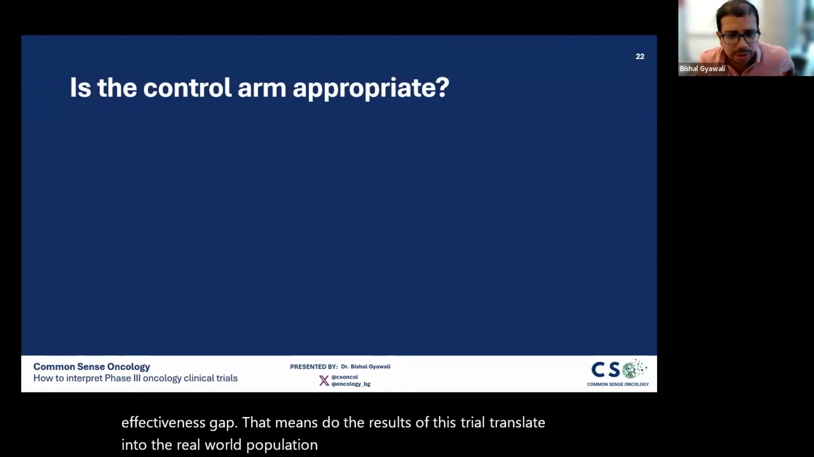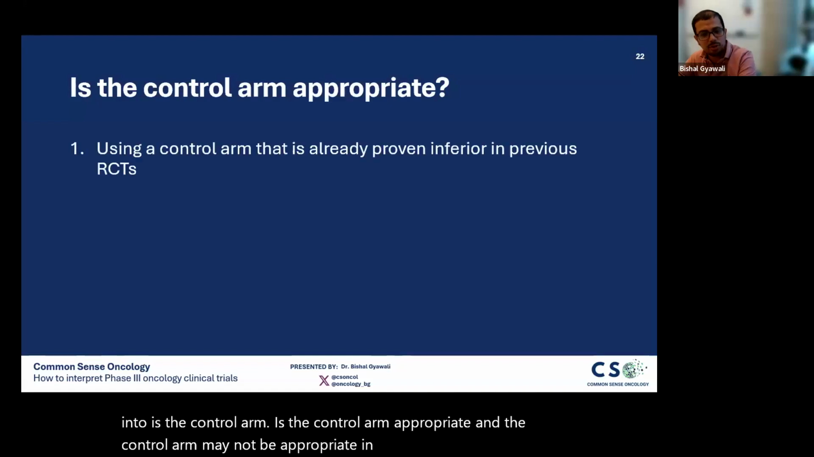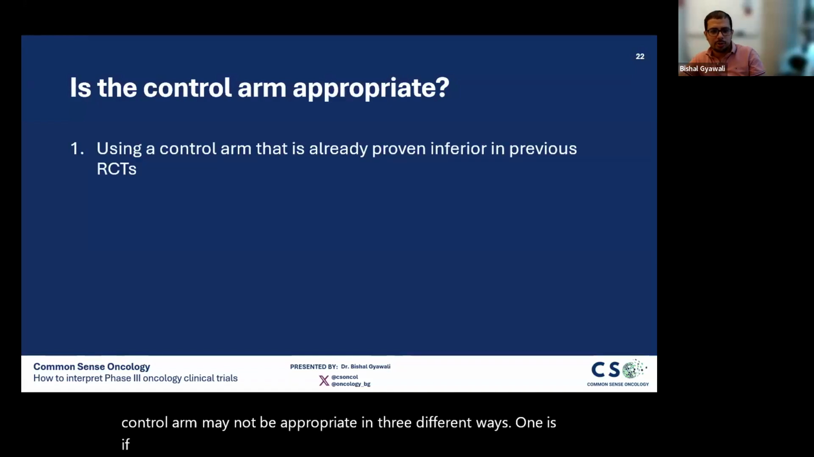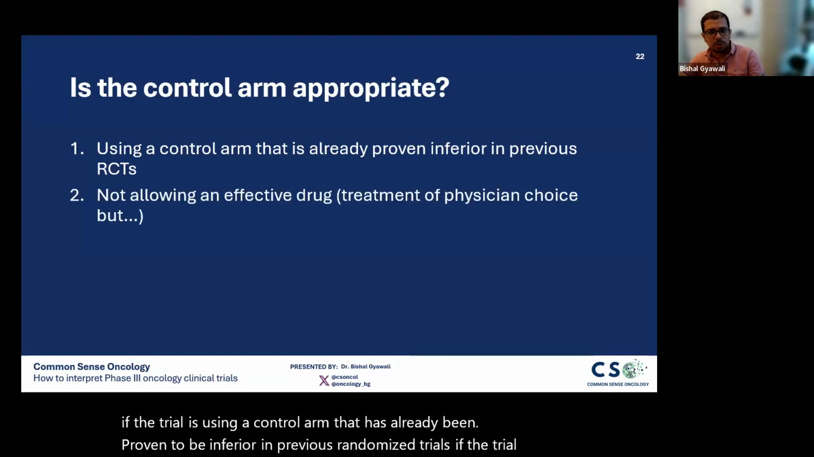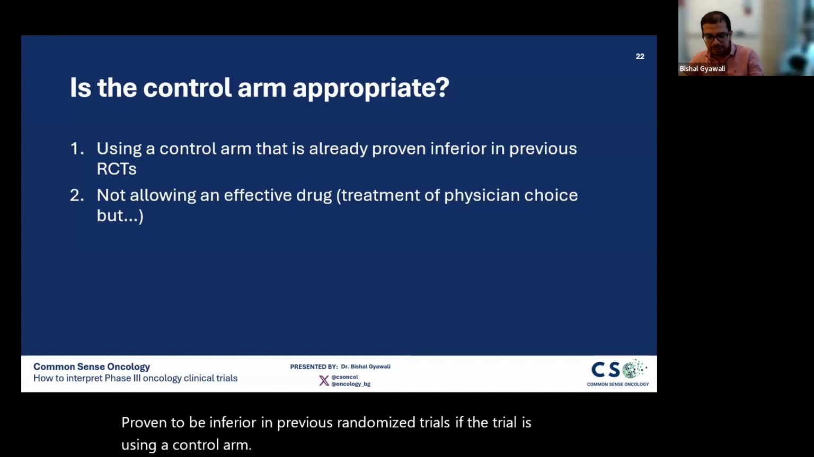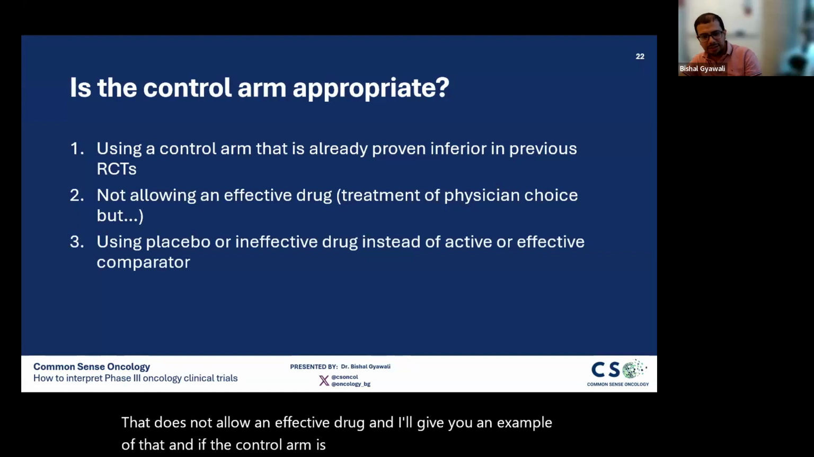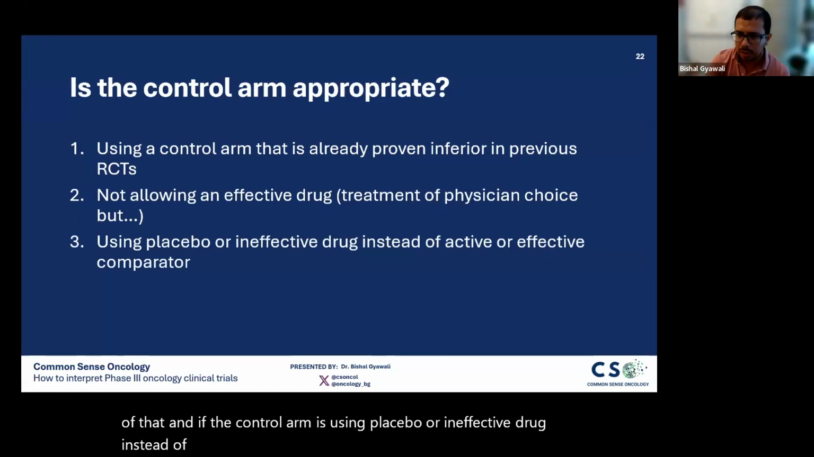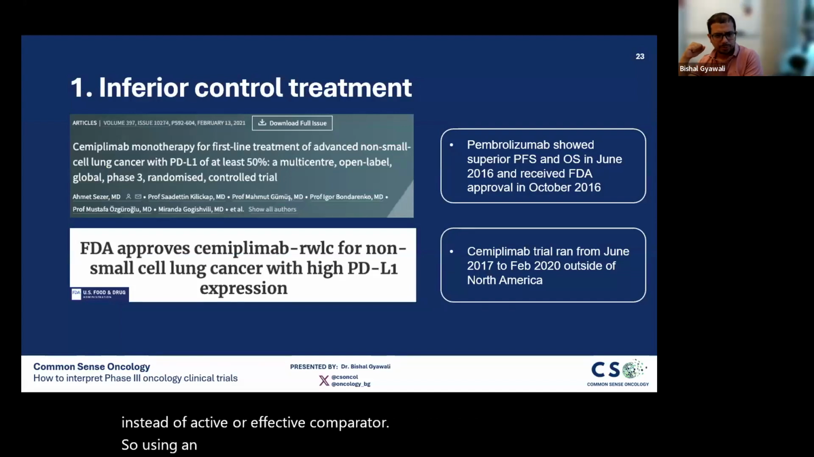Then the other big thing to look into is the control arm. Is the control arm appropriate? And the control arm may not be appropriate in 3 different ways. One is if the trial is using a control arm that has already been proven to be inferior in previous randomized trials. If the trial is using a control arm that does not allow an effective drug, and I'll give you an example of that. And if the control arm is using placebo or ineffective drug instead of active or effective comparator.